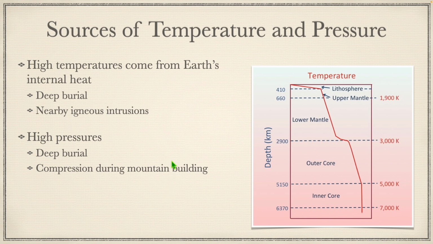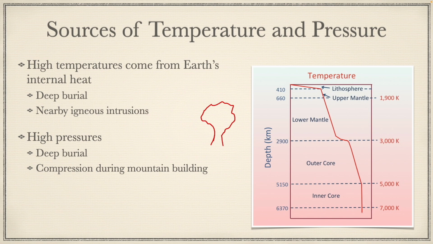Sources of temperature and pressure, we kind of talked about this before, but high temperatures come from Earth's internal heat. Could come from deep burial in the ground. You get deeper into the crust and the mantle, you get higher temperatures. That's what this is showing here, the temperature increasing as our depth increases. Also nearby igneous intrusions. An igneous intrusion is when you have a plume of magma that comes up into, say, the crustal rock and pushes its way into the rock above it.